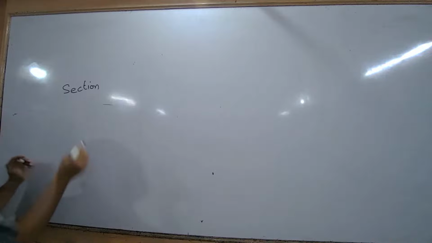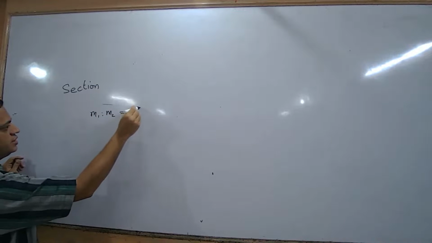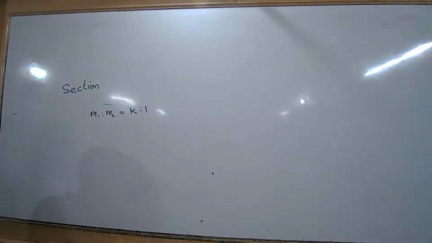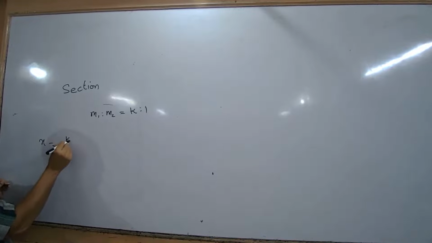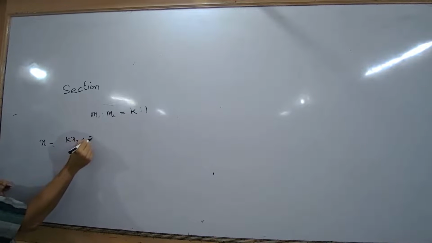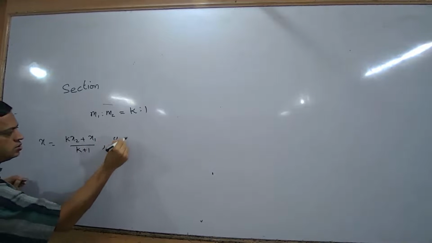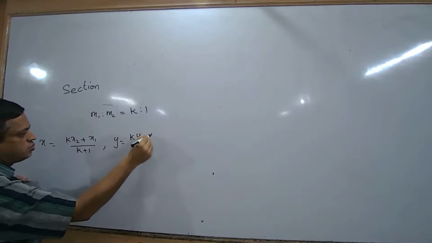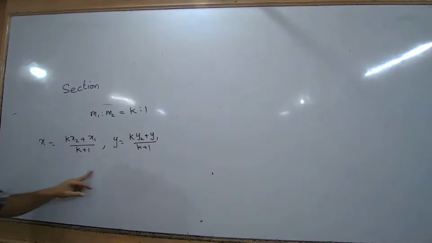In that case, if you want, you can directly substitute. There are places where m1 is to m2 can be replaced as k is to 1. Then the formula will come: x is equal to (k x2 plus 1 x1) divided by (k plus 1), and y is equal to (k y2 plus y1) divided by (k plus 1). Are you followed?